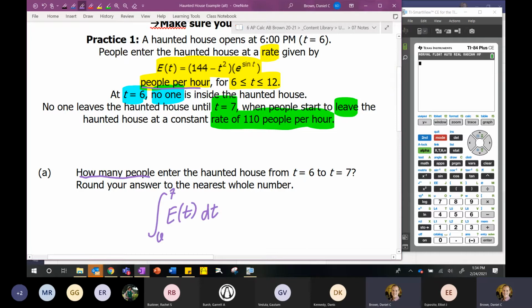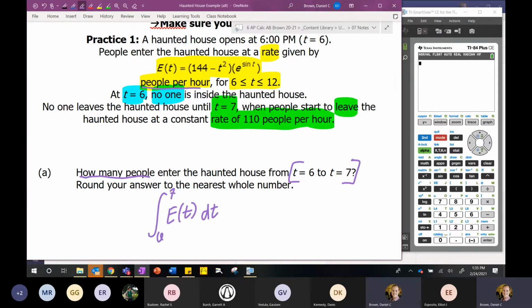We know there's two types of questions that involve the integral. Some of them use the initial condition, some of them don't. Would this be one that uses the initial condition? Yes and no, because there's no one inside. The initial condition is 0, but if it was a different number, we would need to make sure we include it. How do we know there's no initial condition here? We are just concerned about what's happening starting at 6 and ending at 7. So from 6 to 7, how many people entered? That would be the number of people who have entered.